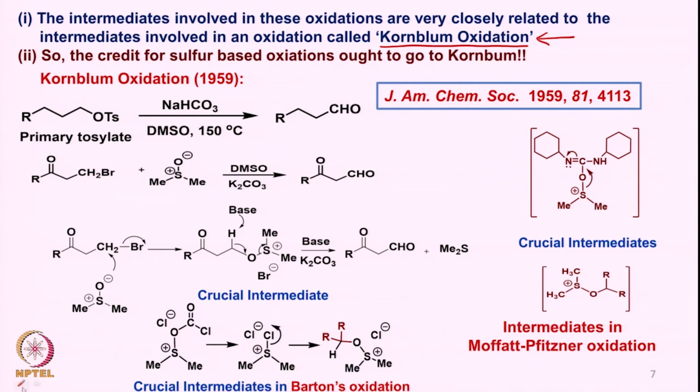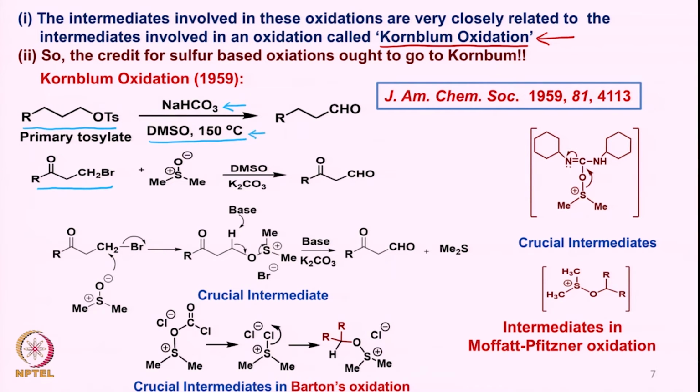The Kornblum oxidation involved the reaction of, say, a primary tosylate or a bromide of this kind. To start with, of course, the reactions were carried out using very good leaving groups on a primary carbon atom. The reason was that in these cases the reaction requires the use of DMSO in the presence of a base like sodium bicarbonate at high temperature, 150 degrees.